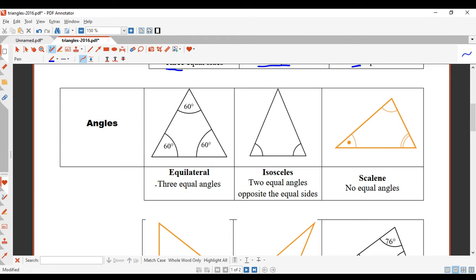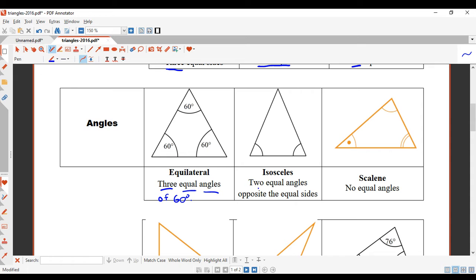So a triangle which has got three equal angles is called an equilateral triangle, of course. Okay, and in fact, there's something special about an equilateral triangle. Not only are the angles equal, but they are all 60-degree angles. Okay, so an equilateral triangle has three equal angles, and we could make it a bit more detailed, three equal angles of 60 degrees. Okay.